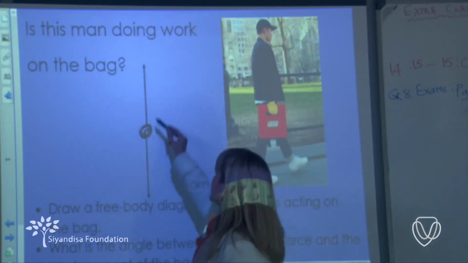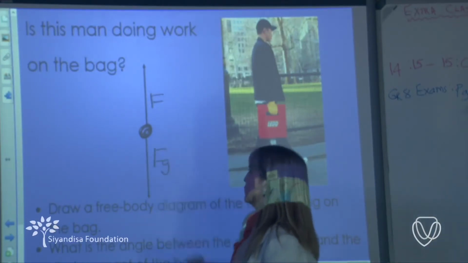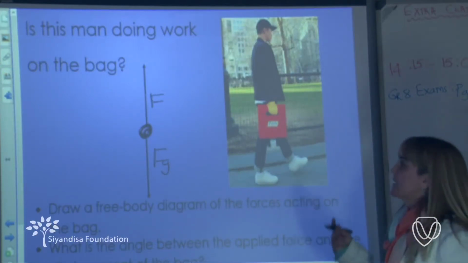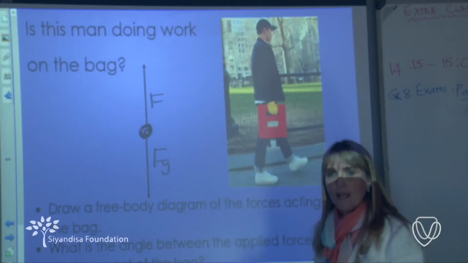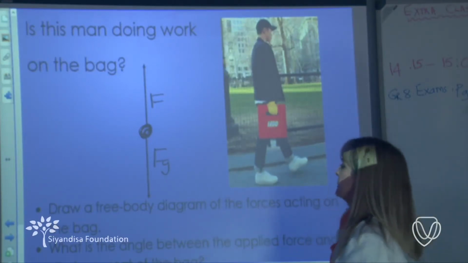Right, if we label those, that is going to be the applied force, and that is the force due to gravity or weight. So if I look at that free body diagram, that shows me all the vertical forces acting on the bag. In this case, there are no horizontal forces acting on the bag.